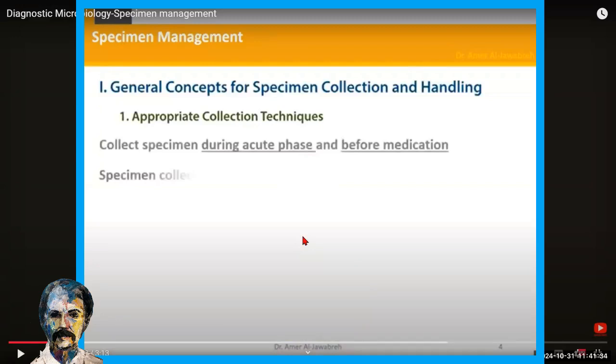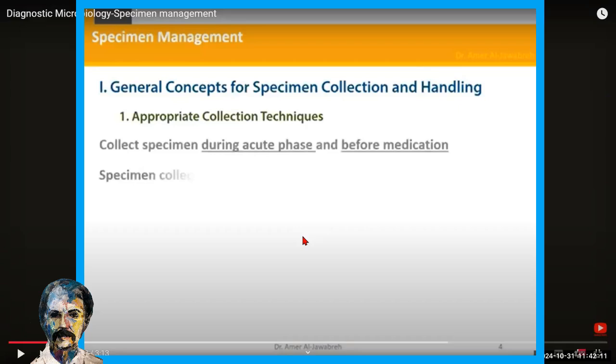General concepts of specimen collection and handling. Appropriate collection techniques. Usually the samples in microbiology, and not only in microbiology but also in other fields like serology or immunology, you take the sample when the patient is in the acute phase, at the peak of the disease, so that you can easily isolate the bacteria or the pathogen. The same thing for serology. When you are at the peak of your symptoms, the acute phase we call it, you take the samples.